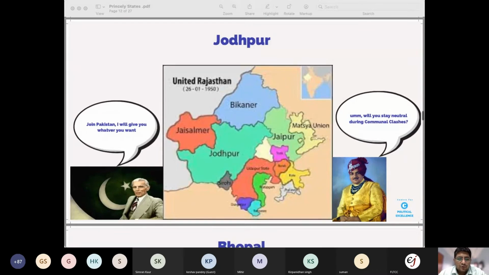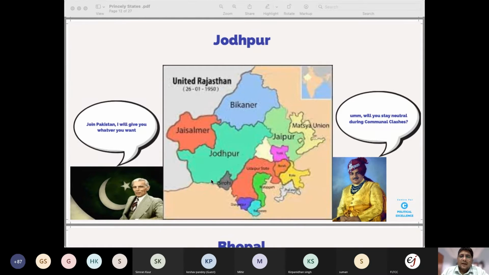Now the second troublemaker was Jodhpur. Jodhpur also has a very interesting story. It was ruled by a young and inexperienced king. His name was Hanwant Singh. Now there's a story that Muhammad Ali Jinnah called him for a meeting, and Jinnah gave him a blank sheet of paper and said, Maharaja Hanwant Singh, whatever your demands are, please write them on the paper. I will give you whatever you ask for, and in return, you should join Pakistan. Jinnah even offered free access to Karachi port, from where you can import your arms and maintain them.